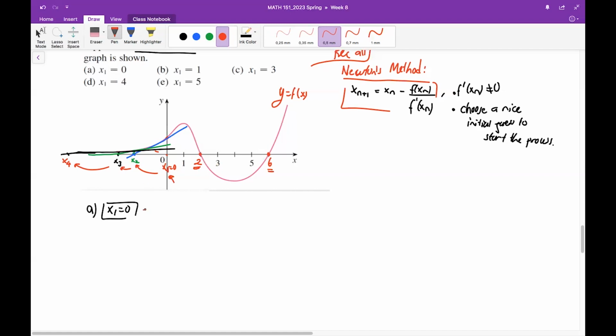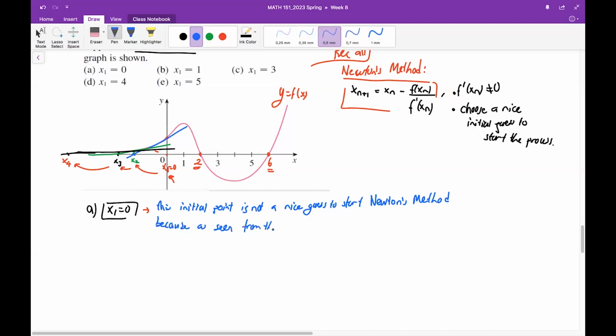Let me write the explanation. This initial point is not a nice guess to start Newton's method. Because, what is the explanation? Because as seen from the picture, the x-intercepts, those x-intercepts are called approximations.